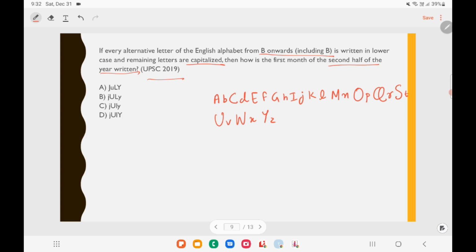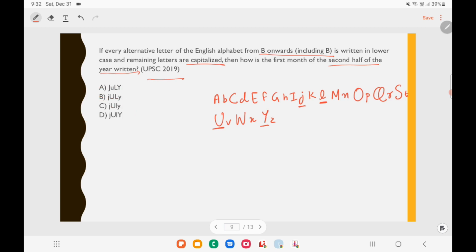So what will be the answer? J is in small letter, right? So you can eliminate this one. Then U will be capital. So all are capital. Then L will be in small letter. So you can eliminate this one. Then Y will be in capital. So you can eliminate this one. So D is the correct answer. You can do like this.